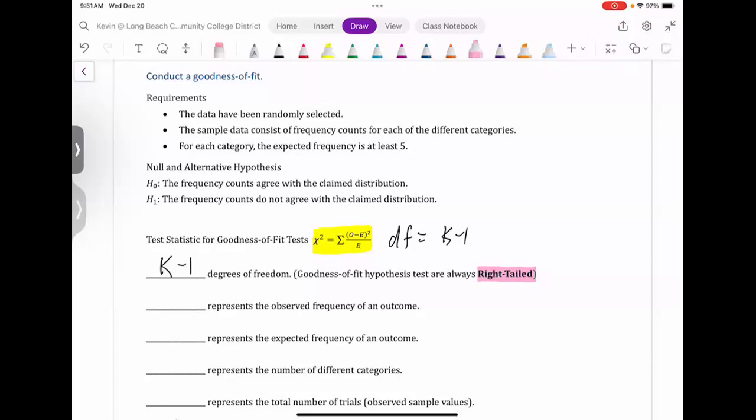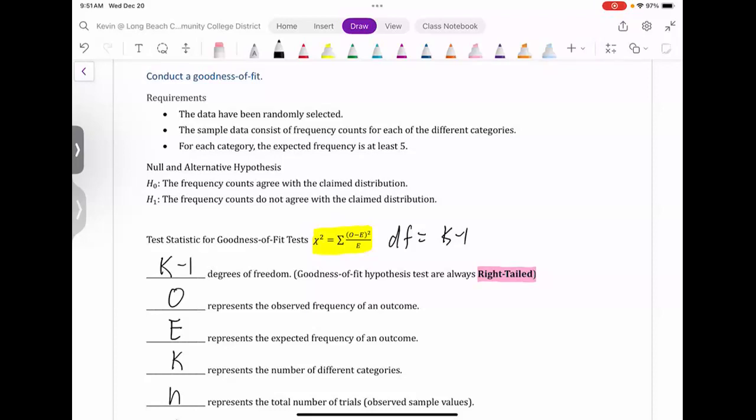O is going to represent the observed frequency of an outcome. E is going to be the expected. And that's what you see in the formula there in the yellow. K is going to represent the number of categories, and N is going to be the total number of observed values.